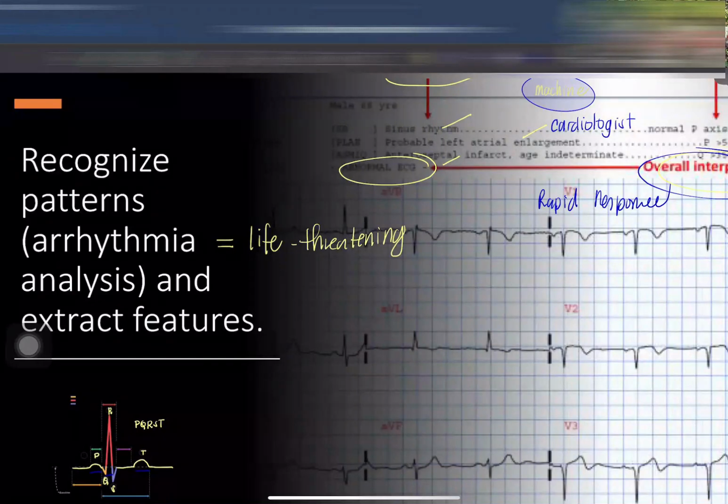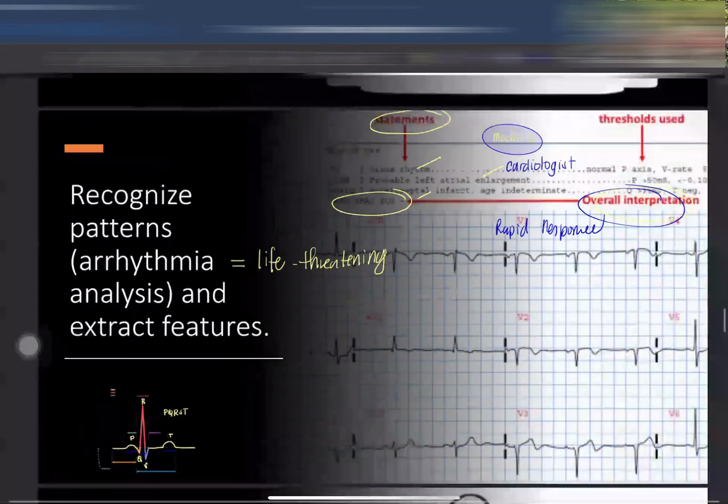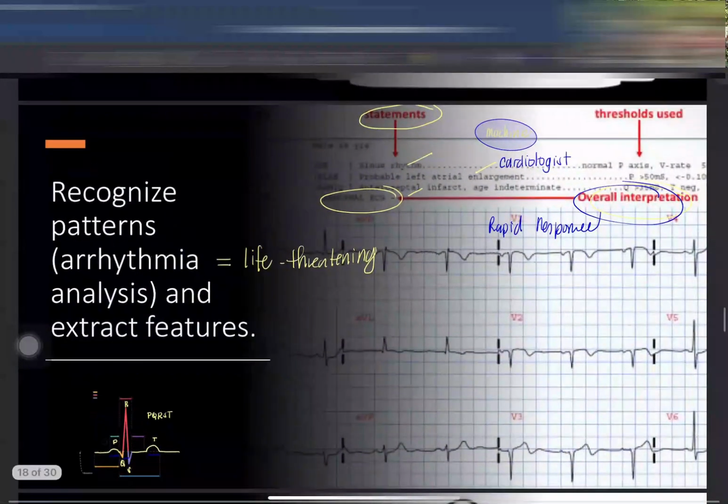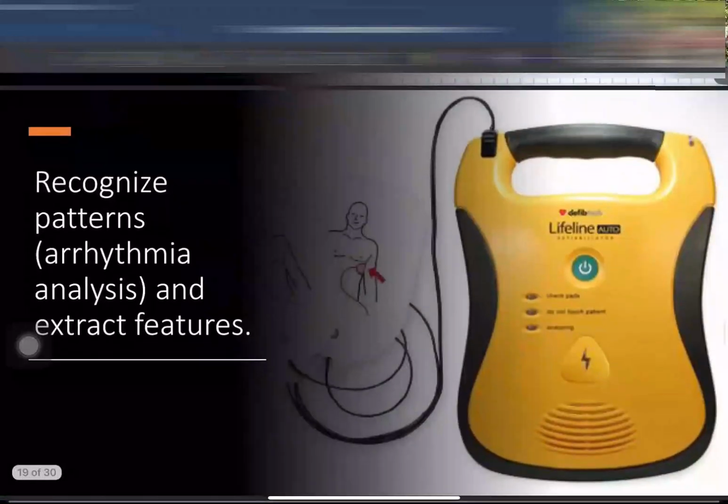It is, if I may say, somehow negligent on the part of the nurse not to recognize arrhythmia early because it would lead to the demise or death of our patients. So dito na naman yung reminder ko na kapag nag-a-alarm yung cardiac monitor, do not right away turn it off. You need to do your assessment. Okay? Now, next thing, recognize patterns, say still, and extract features.